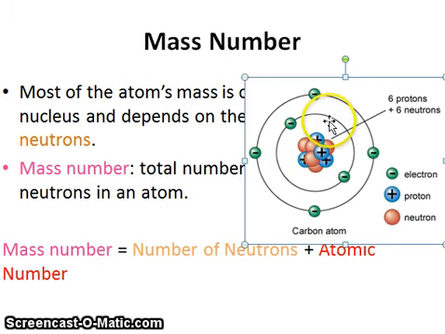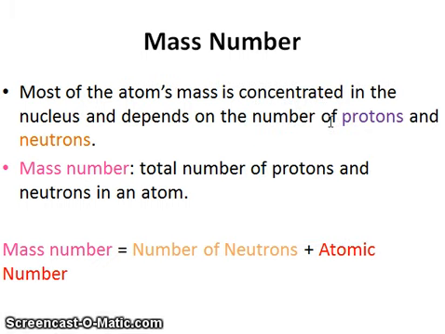Now we're going to remove this picture so we can take a look at our definition, and we see that the mass number will be equal to the total number of protons and neutrons in an atom. So again, we have the addition of neutrons and the atomic number, because the atomic number will be the number of protons that we have within an atom. So this will be equal to the mass number.